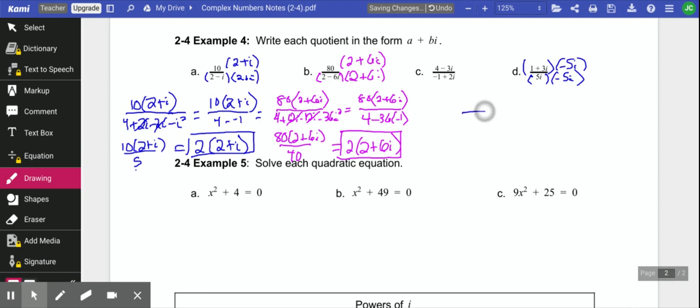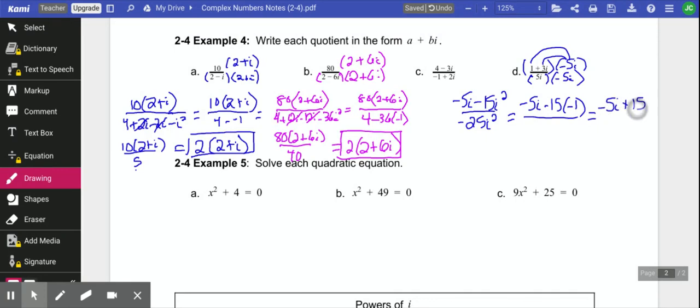Okay, so in the denominator, that's going to give us a -25i squared. Now in the numerator, since you have some i's in the numerator, you are going to need to distribute that. So we get -5i minus 15i squared. Okay, so in the numerator, that's -5i minus 15 times -1. So -5i plus 15. And the denominator is -25 times -1, which is 25.